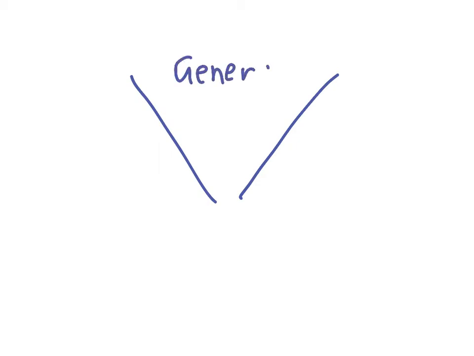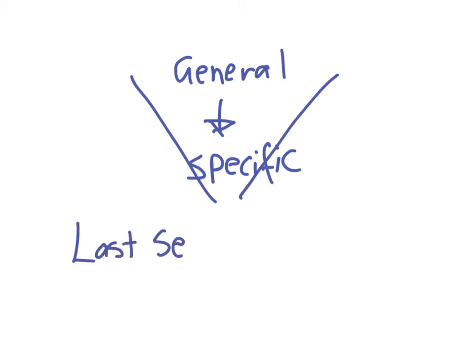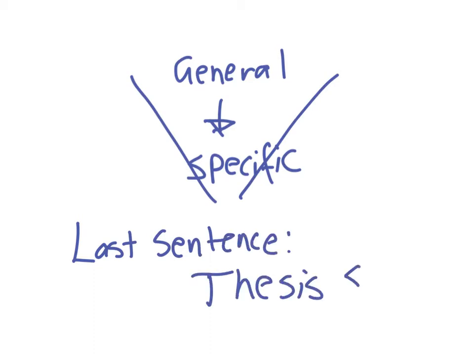The introduction is sometimes described as having a funnel shape. Now, this is not always true, but one effective way to write an introduction is to start off general, speaking in general terms about your topic, and then gradually over the sentences of your introduction become more specific and narrow your topic down until you get to the very last sentence of your introduction, which is going to be the thesis statement.